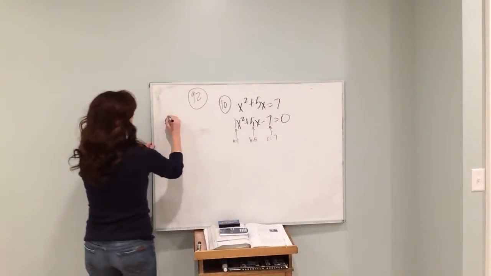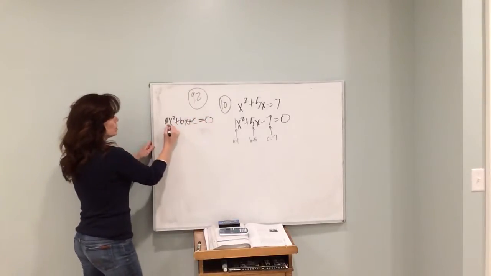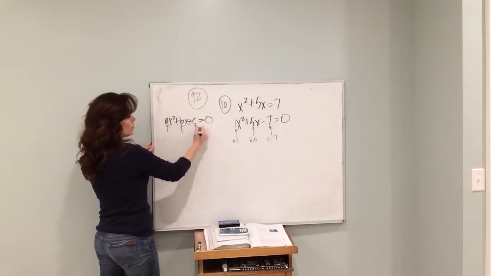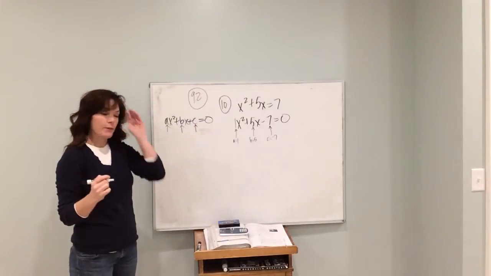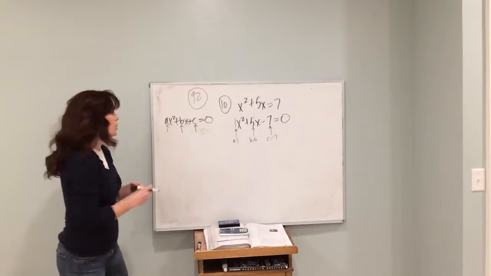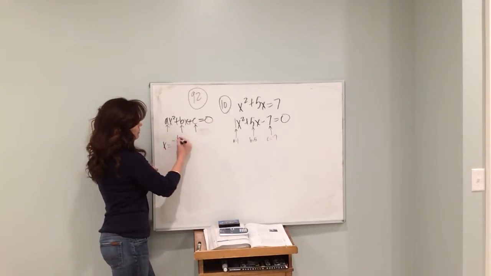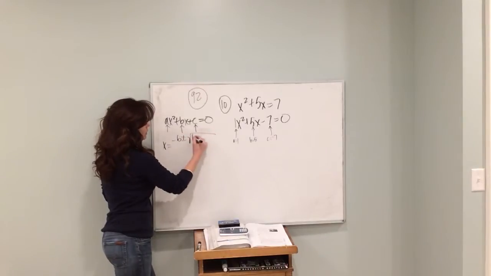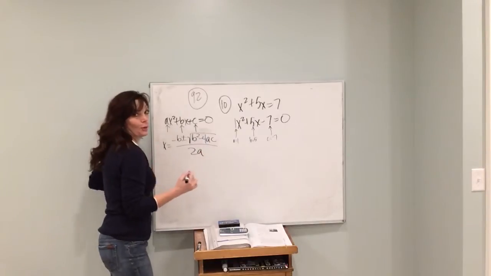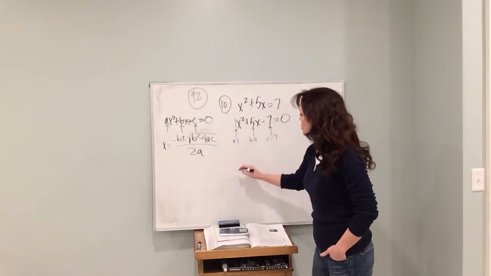So standard form looks like this: ax squared plus bx plus c equals 0. So whatever numbers fall into those spots when we have something in this form are my a, b, and c. And we're just going to put them into the quadratic formula. And the quadratic formula is x equals negative b plus or minus square root b squared minus 4ac all over 2a. So we just plug in a, b, and c into that formula, and we get our solutions for x.